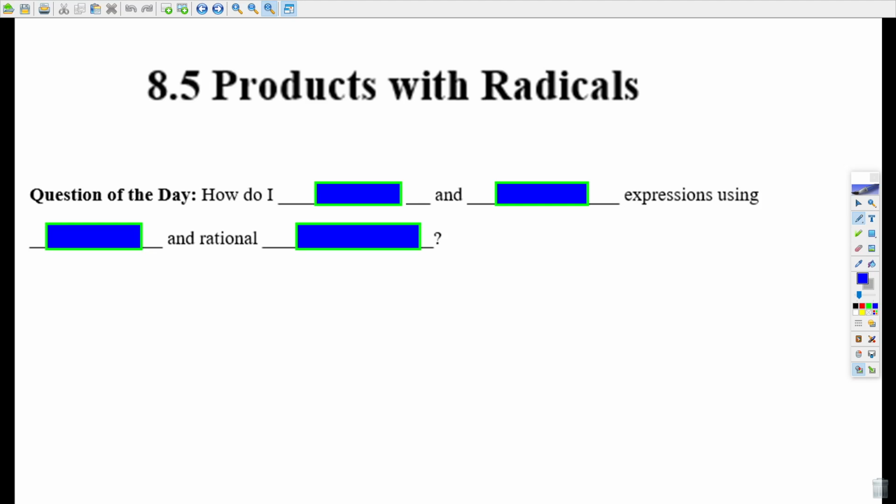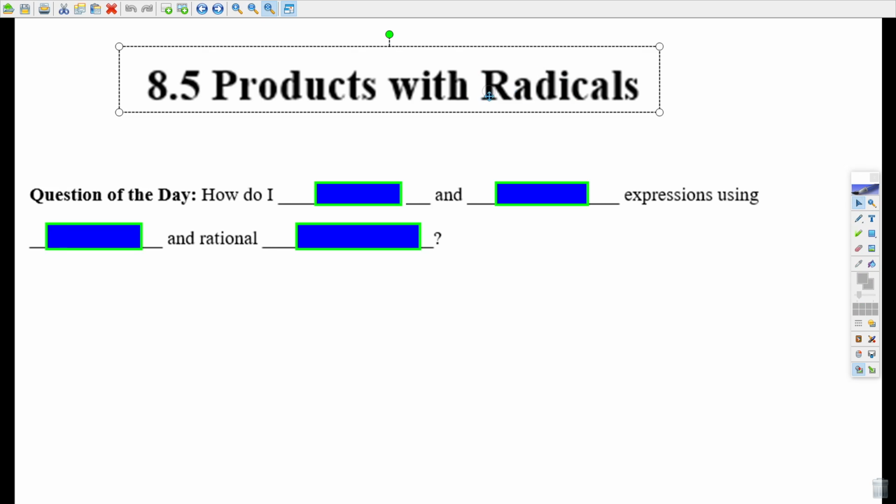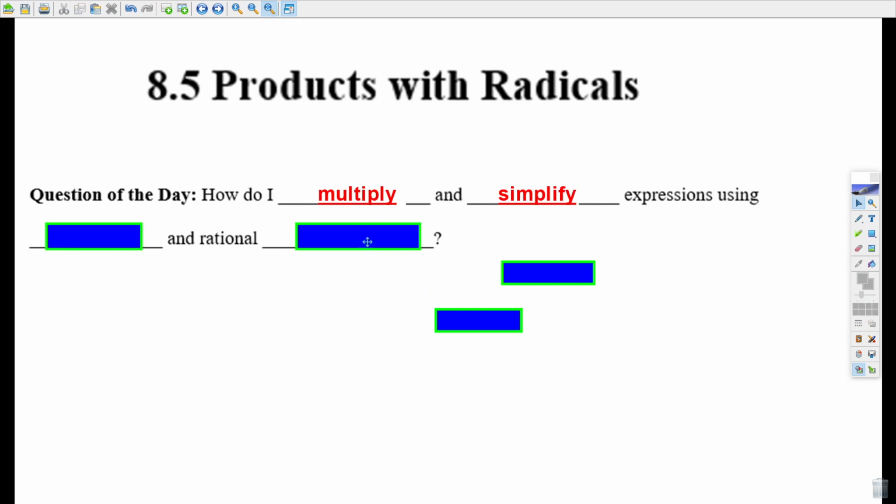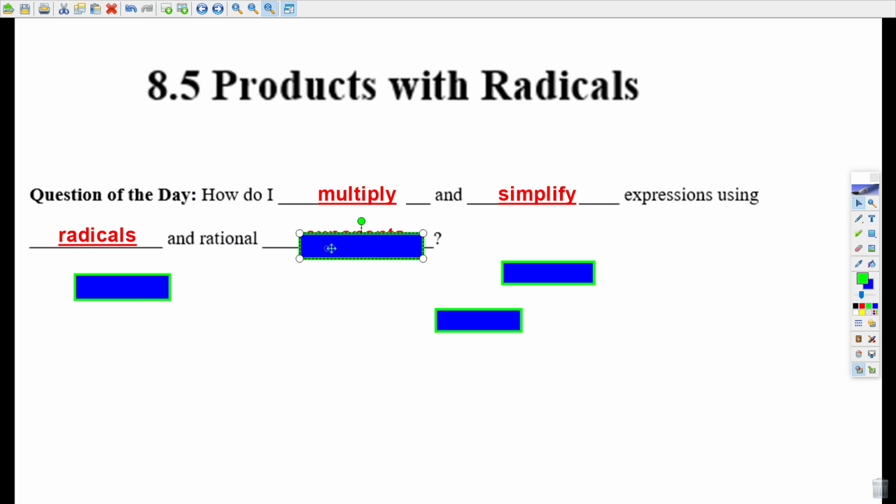In this section, we're going to start working with products of radicals. So more so with the radical stuff and changing it to exponential form. That means we're going to have an exponent. So 8.5, the question is, how do I multiply and simplify expressions, specifically using radicals, and we're also going to use the rational exponents. So we'll practice multiplying them together and simplifying different rational exponents and radical symbols.